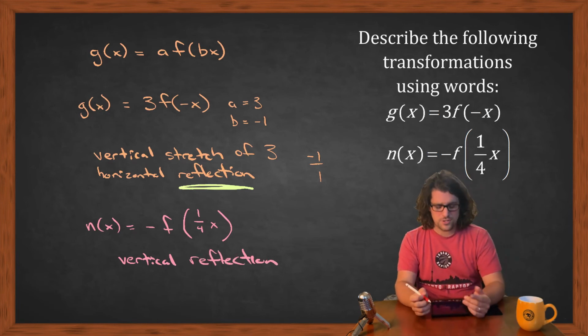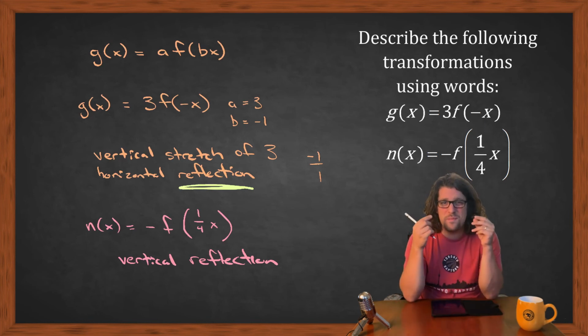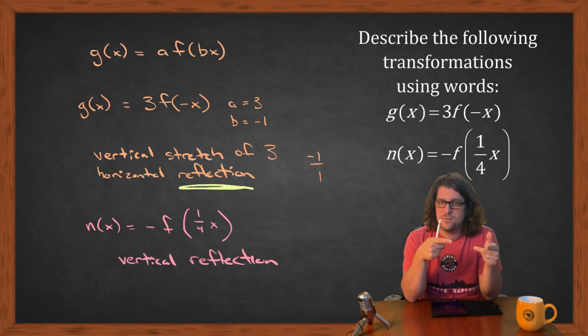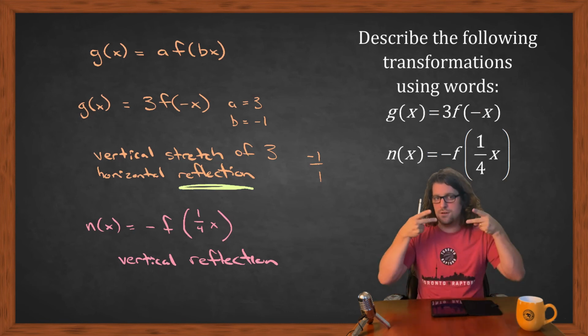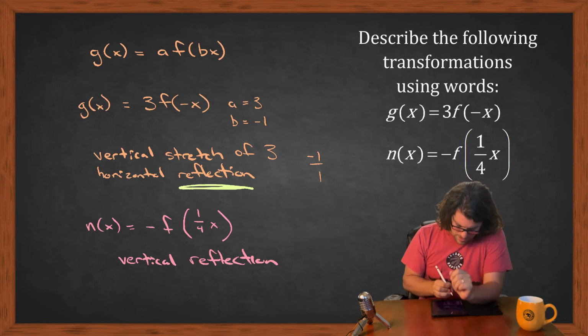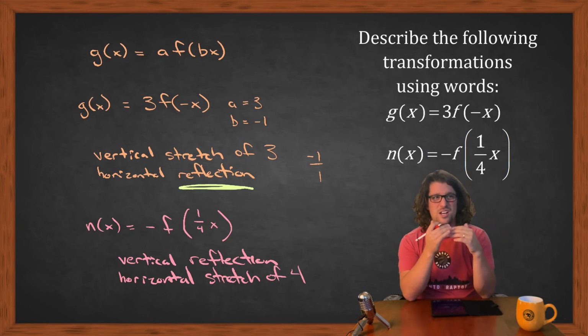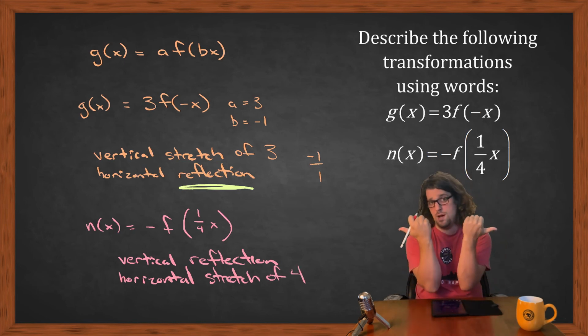And to go along with that, there's also a b value of 1/4. And we said that the b value is not the stretch factor, but it's the reciprocal of the stretch factor. So 1/4 flips to be 4/1, more simply written as just a 4. So we have a horizontal stretch of 4. So that actually, a stretch of 4 means it's going to become wider.